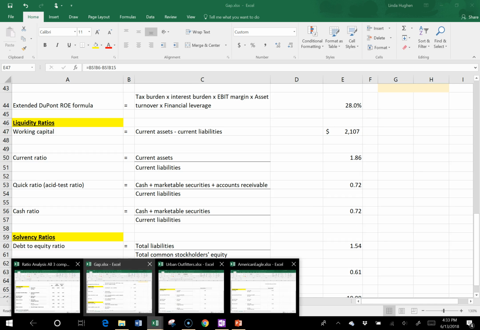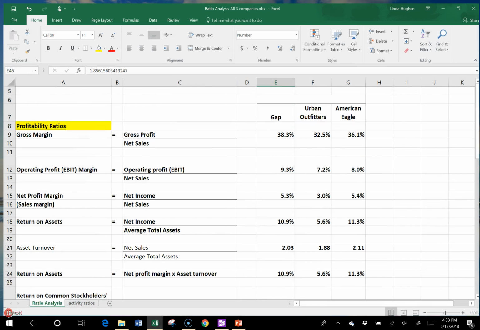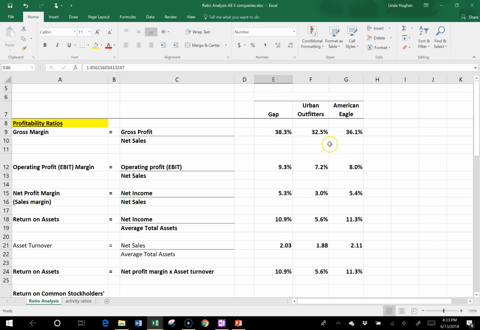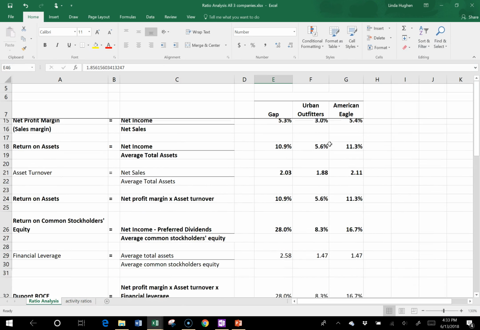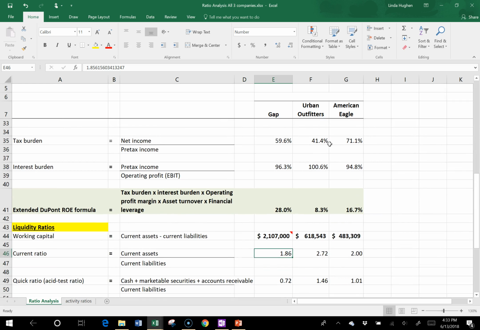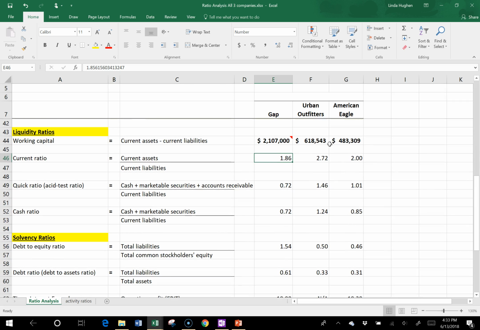We can compare the measure to the other two companies we've been analyzing, comparing GAP to Urban Outfitters and American Eagle. I scroll down, I get to my liquidity ratios. Now you'll see that the number looks different here. The reason why, and I've included a footnote, is that GAP's financial statements are in millions, while Urban Outfitters and American Eagle's are in thousands. So you'll see in this cell here, I've added a multiplier so that we're looking at the numbers on the same basis.